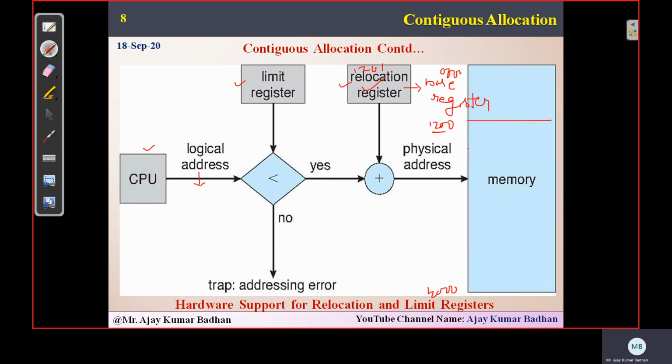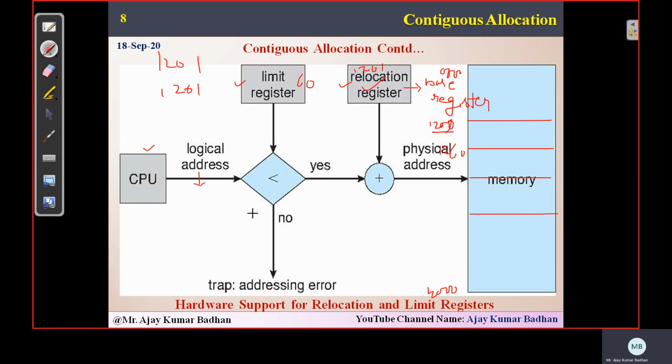Limit means every process is given some limit. Now this we have divided into fixed sizes like this. So what is the limit? From 1200 to this is something like 1260. So what limit do we have here? The limit register is 60. So from 1201 to 1261, we can allocate any process whichever is coming. That particular process can be allocated in this particular location. Okay, so this is the way.